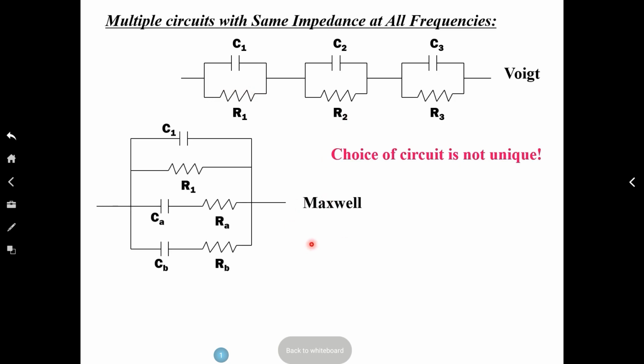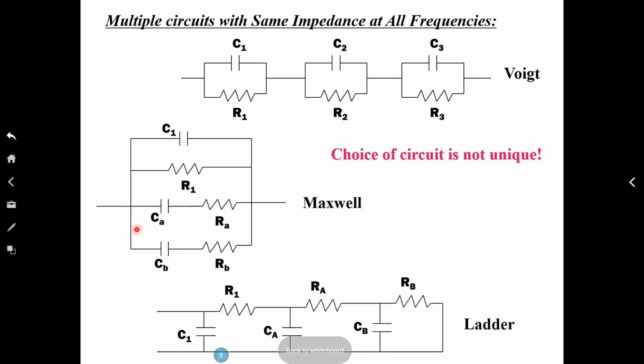This, the so-called Maxwell model, will have completely different elements. Or you can use this one. The same data can be fit by one of these circuit models. So which one should you use? If you're a ceramic materials person, you will probably be tempted to use this because it seems to match your physics.